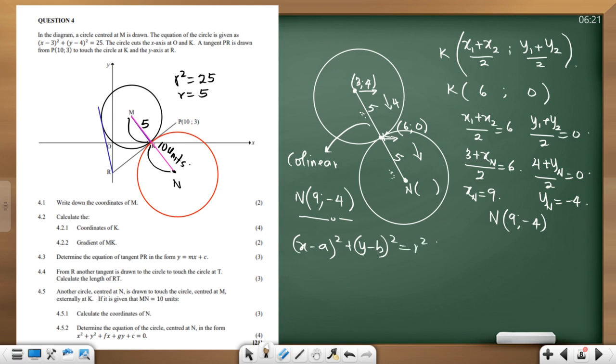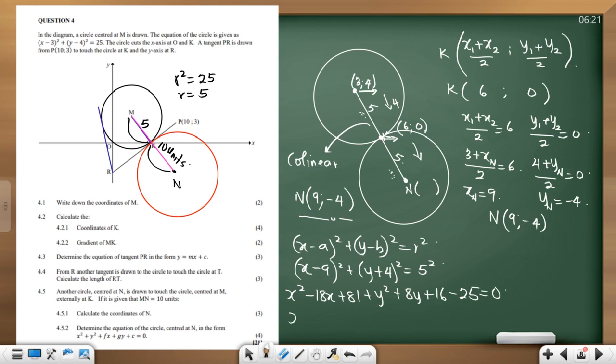Okay. We know the center. We know the radius as well as 5. Beautiful. What's our center? (x minus 9) squared plus (y minus 4), minus would give me plus 4, squared. And what is our r squared? It is 5 squared. So x squared minus 18x plus 81 plus y squared plus 8y plus 16. I'm bringing my 25. 5 squared is 25. Quickly, we don't have time to waste.